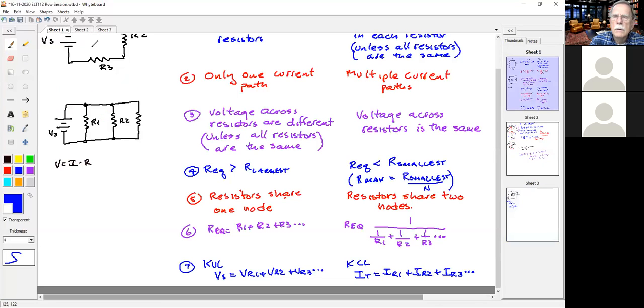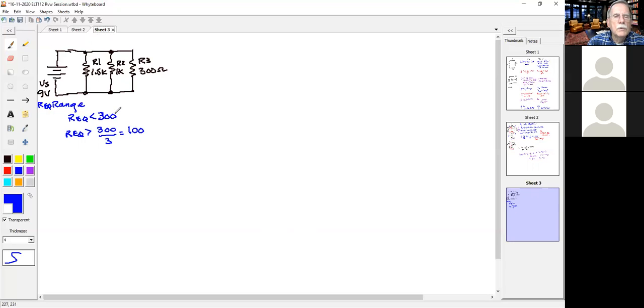Did I write that right over here? No. This should be min, not max. This should be min. Has to be greater than this, but less than that. As I was writing, it did make sense. All right, so we know when we do our REQ calculation, we should end up with something between 100 and 300. So REQ, again, we're going to calculate REQ, we'll calculate IT, and then we'll calculate the individual I sub R's if that's what's requested.